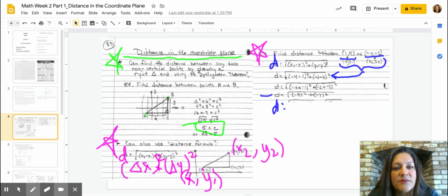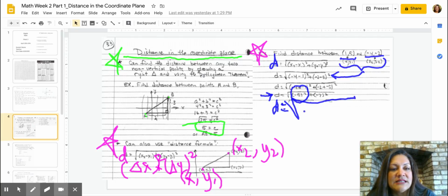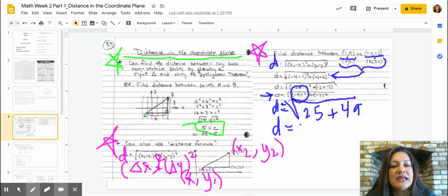So we are right here, we are at D equals the square root of (-5) squared plus (-7) squared. And here's the cool thing about square root. So we have (-5) squared. Well, -5 times -5, a negative times a negative is a positive, 25. Plus -7 times -7 is 49. Add those together. We're going to say D equals the square root of 74.